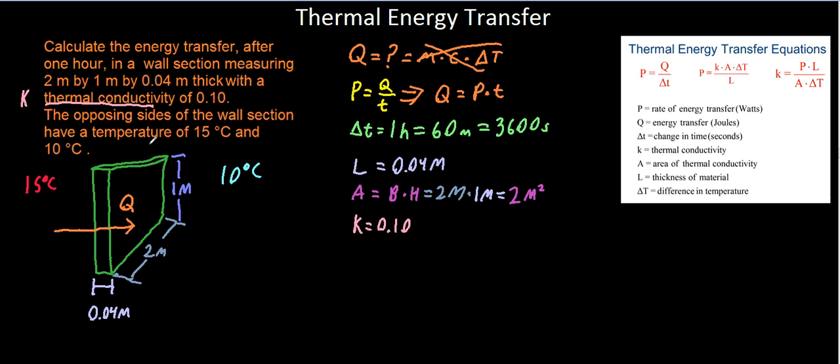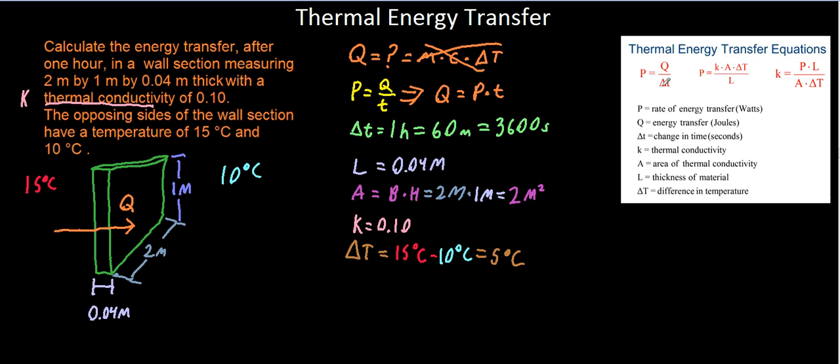And then lastly, we're given the final temperature and the beginning temperature, the temperature on one side and the other. So we're given the change in temperature, which we can say is 15 degrees Celsius minus our 10 degrees Celsius. But that's pretty easy. 15 minus 10 is simply 5 degrees Celsius. And that's all the information that's given to us.